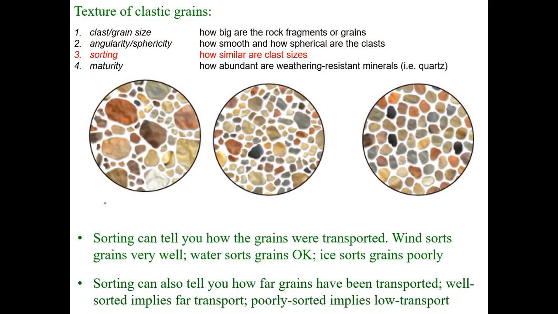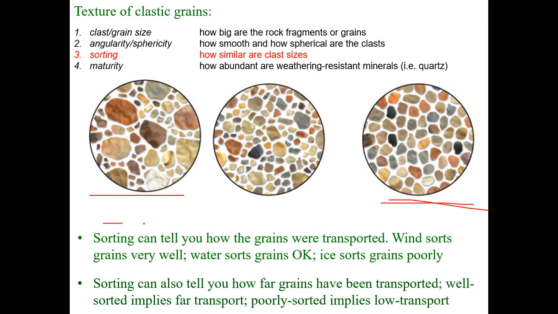Sorting is kind of how similar the grains are in size to each other. This is very well sorted. This is very poorly sorted. A conglomerate and a breccia are very poorly sorted. A sandstone or maybe a claystone or shale is usually very well sorted. Okay, this tells us a lot.